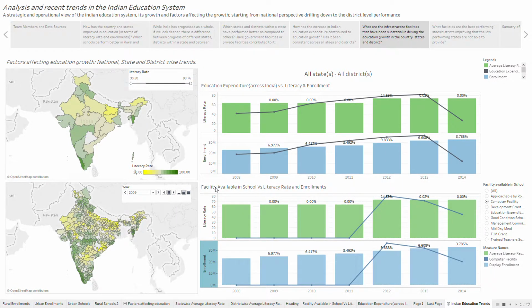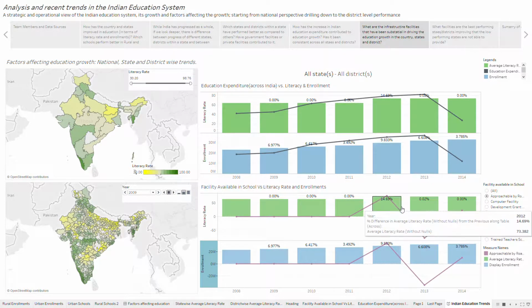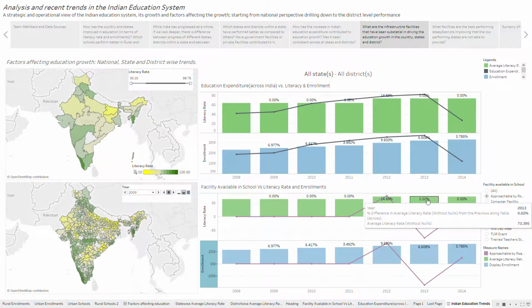The next visualization that we have tells us a few factors that have impacted education growth. Now, whether a school is approachable by road or not. So as the number of schools approachable by road increase, there is an increase in the literacy rate and a corresponding increase in enrollments as well. However, when it stays consistent, there was a decrease.